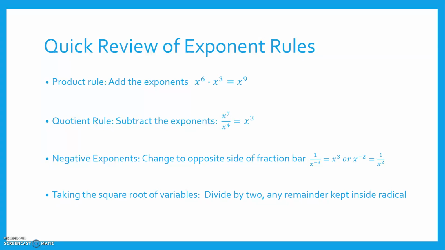If we have a negative exponent, we're going to change to the opposite side of a fraction bar. So for example, if I have x to the negative 3 in the denominator, it's going to move to the numerator and become positive. Or if I have something such as x to the negative 2 in the numerator, I'm going to move it into the denominator. So this is our final rule we're going to learn, which is when we take the square root of variables, we divide the exponent by 2, and any remainder is kept inside the radical.